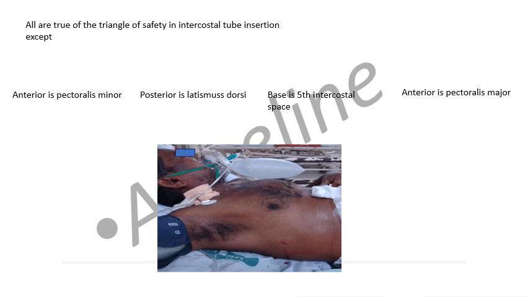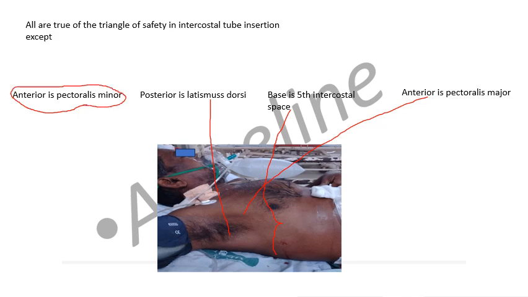Now let's see what's going on. You can see the landmarks yourself. You see, anteriorly is the pectoralis major, correct. Base is the fifth intercostal space. Posteriorly is the latissimus dorsi. Now the answer is the option which is not appropriate: anteriorly is the pectoralis minor.